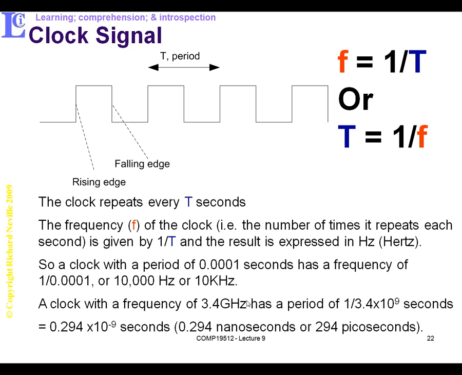So another clock frequency, maybe specific to a real-world application for a processor, is 3.4 gigahertz. It has a period of 1 over 3.4 times 10 to the 9, where giga is 10 to the power of 9, and this gives us a period of 0.294 times 10 to the minus 9. And the power of minus 9 is nanoseconds. So this is 0.294 nanoseconds, or 294 picoseconds.